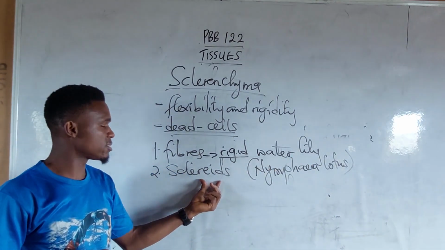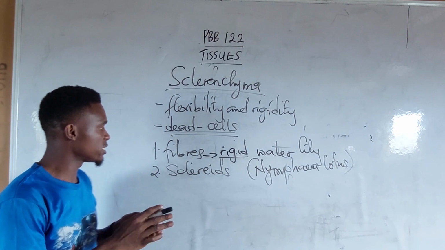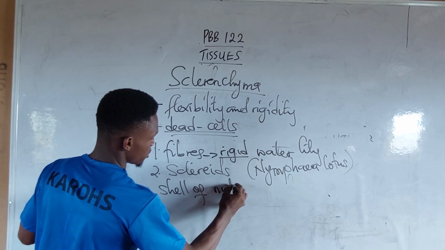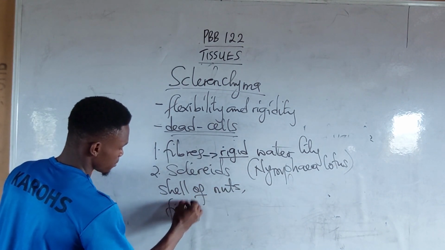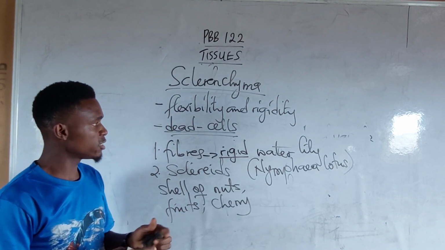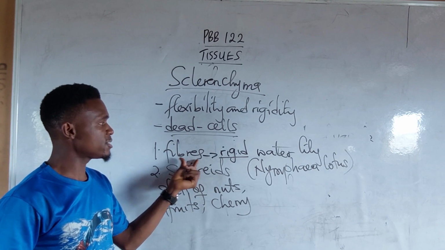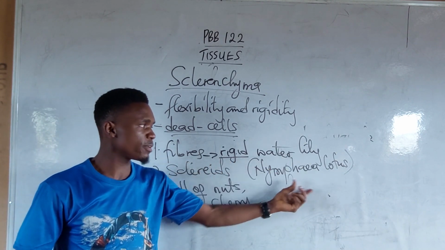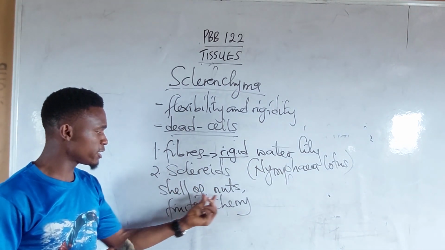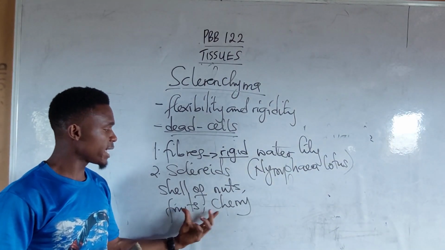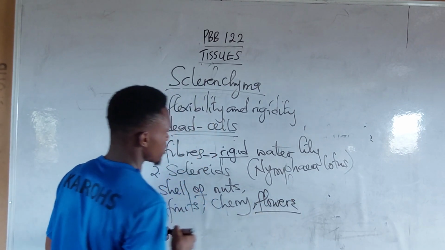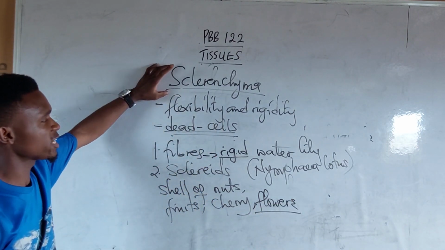Now we have the scleras. The scleras is found in the shell of nuts, fruits. It's also found in cherry. So please take note of that. In a nutshell, the function of the fibers is to provide rigidity. Example is water lily, Nympha lotus. This sclerenchyma is responsible for the hardness of the shell found in nuts and that of fruits. Take note of that. They are also found in flowers. So everything about sclerenchyma has been explained.